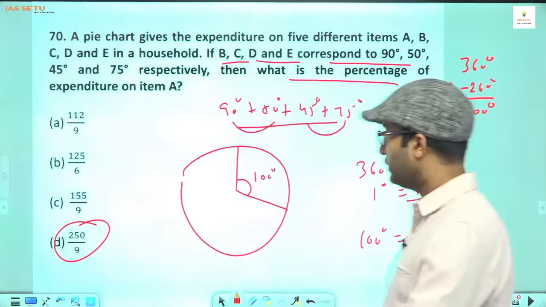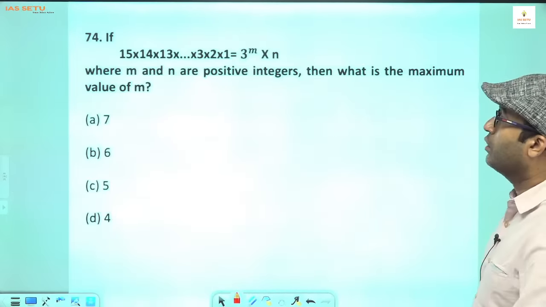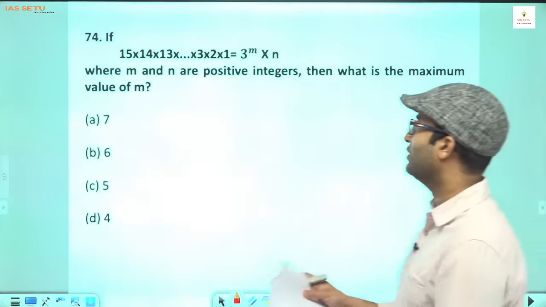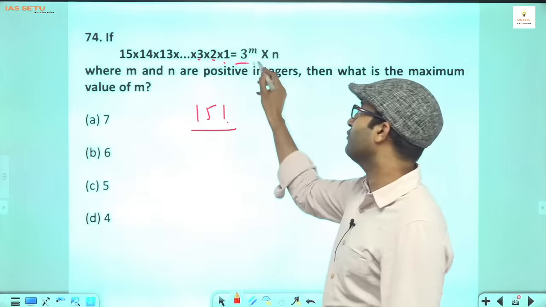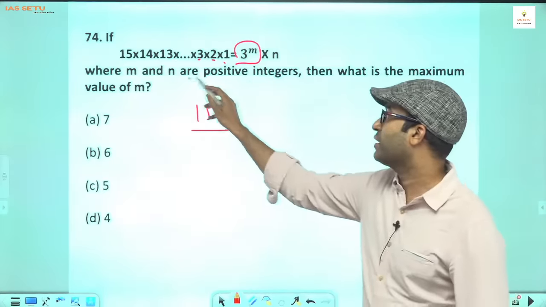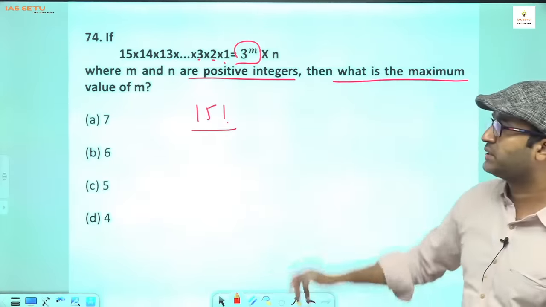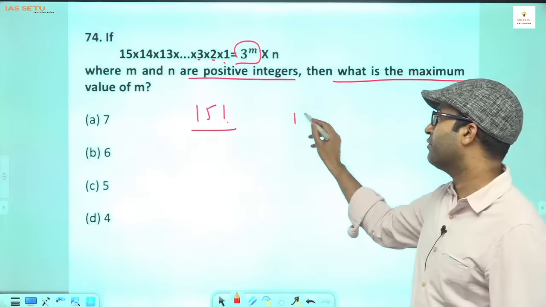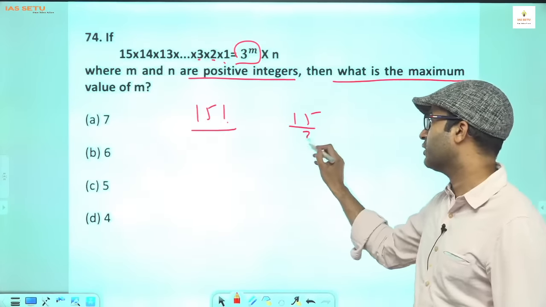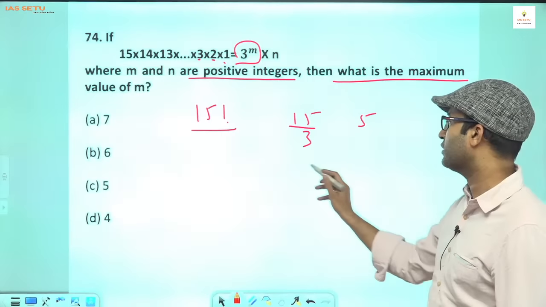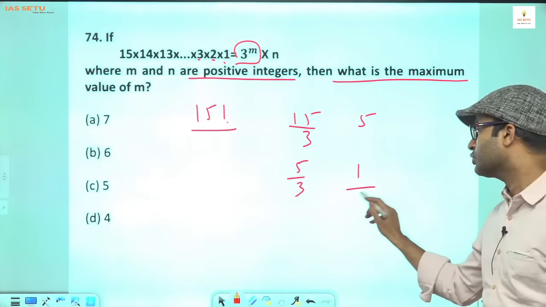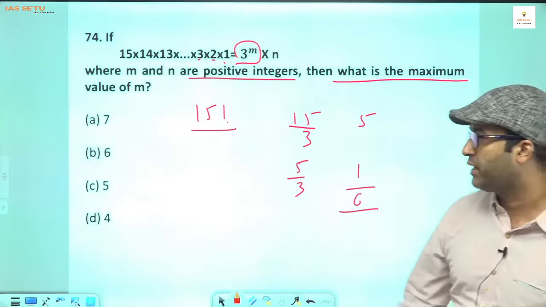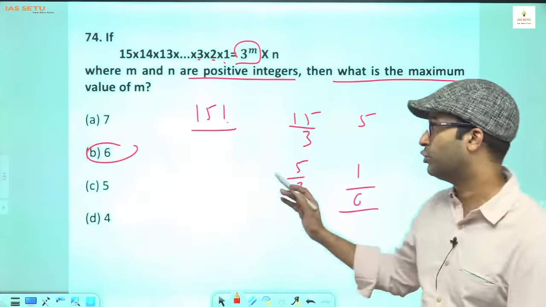Question number 74. This is 1 into 2 into 3 into up to 15. It is 15 factorial. We have to find 3 to the power m. M and n are positive integers. What is the maximum value of m? What happens here is, how many 3s will be in 15 factorial: divide by 3 to get 5, then divide 5 further by 3 to get 1 point something, you have to take 1, so there will be 6 powers of 3. Answer is 6. This is a shortcut.